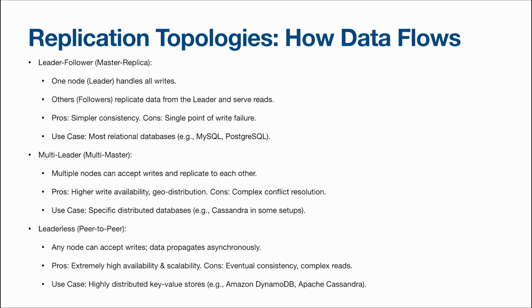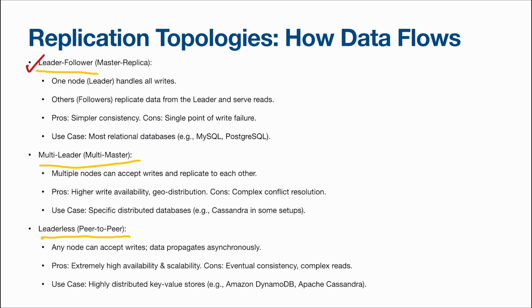So let's briefly talk about what replication topologies look like. There are mainly three types of replication strategies we follow. The first one is leader-follower, the second one is multi-leader, and the third one is leaderless or peer-to-peer. So let's talk about each of them now.